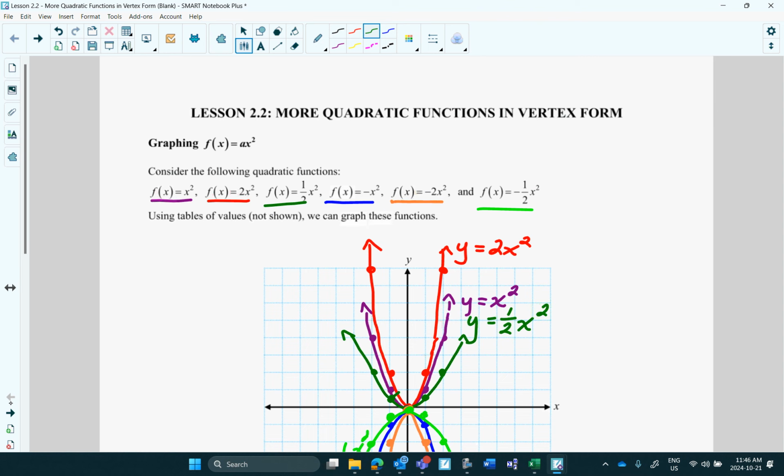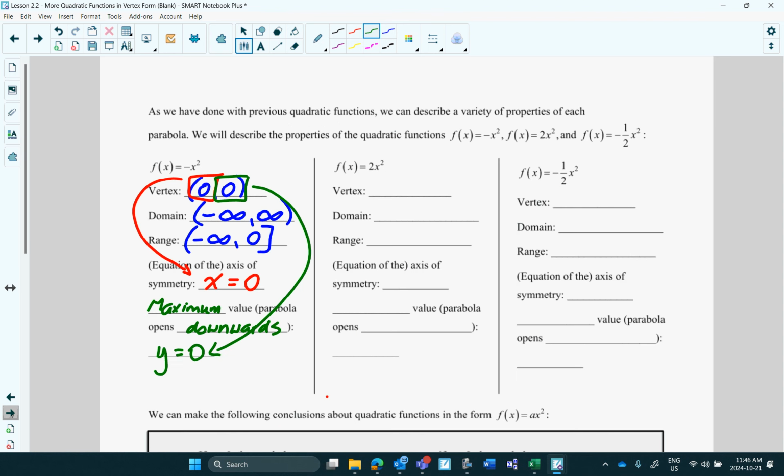What did I have? Red. Vertex? 0, 0. Domain? Negative infinity to positive infinity. Range, remember it's going up this time, it's positive 2x squared. And then axis of symmetry, x equals 0.